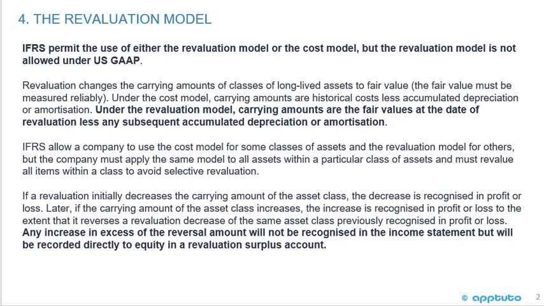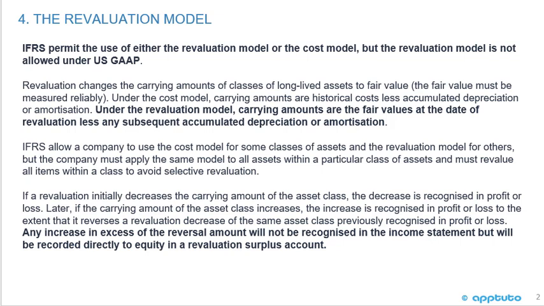If a revaluation initially decreases the carrying amount of the asset class, the decrease is recognized in profit or loss. So A went down, E would have to go down. It goes through the income statement. Later, if the carrying amount of the asset increases, the increase is recognized in profit or loss to the extent that it reverses a revaluation decrease of the same asset class previously recognized in profit and loss. Any increase in excess of the reversal amount will not be recognized in the income statement, but will be recorded directly to equity in a revaluation surplus account.